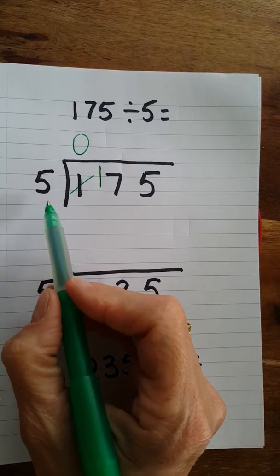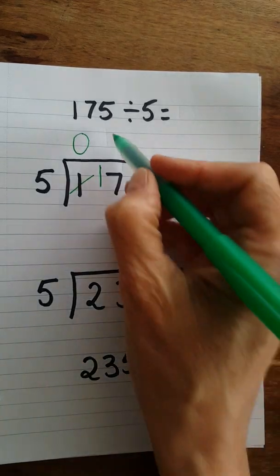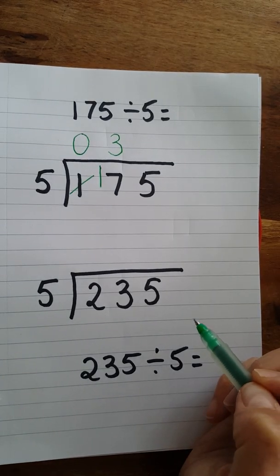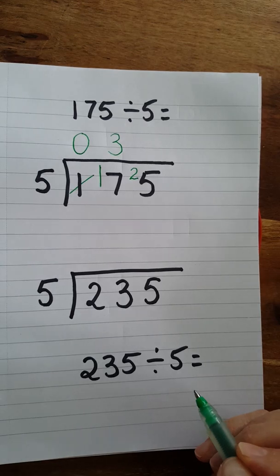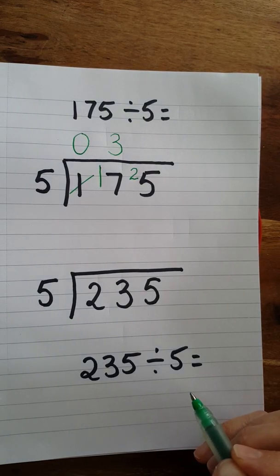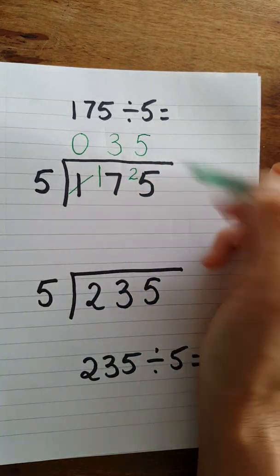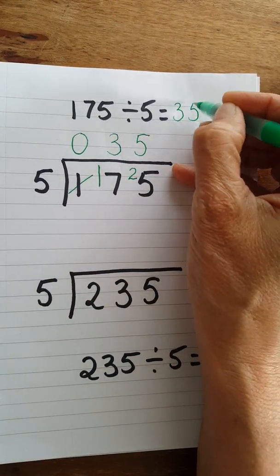Okay, so now we can say, how many 5s in 17? Okay, so that's 3. 3 lots of 5 is 15, and then we've got 2 left over, which we are going to put in front of the 5. So now it's how many 5s in 25, which is 5. So the answer to 175 divided by 5 is 35.